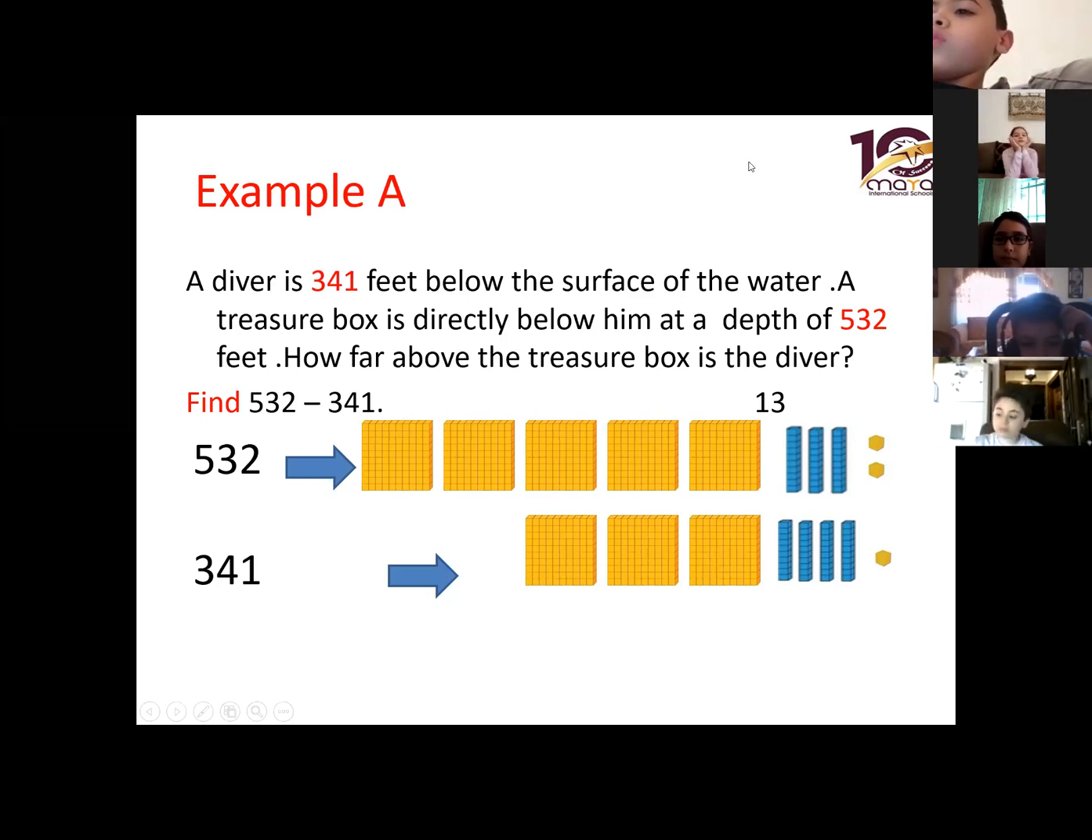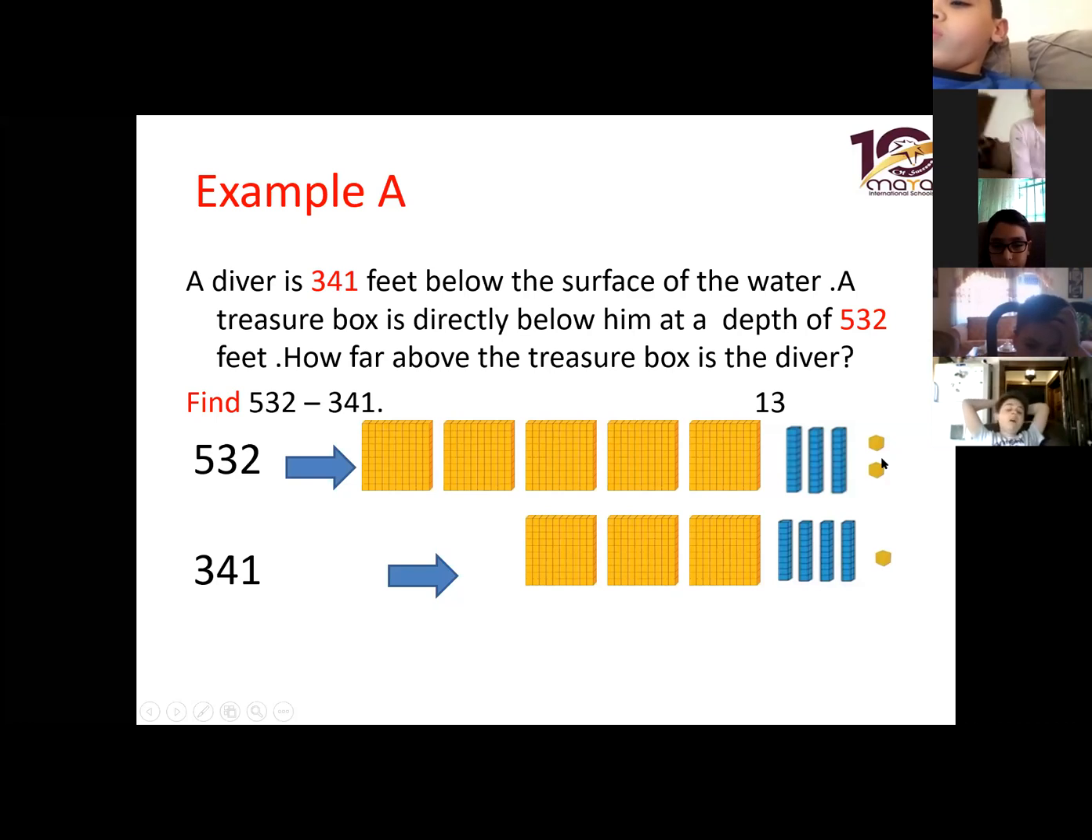So if we want to find the difference, we need to subtract. We need to take away. So we take the small number away from the big number. We have 532 on the screen, as you can see. I'm showing you the number using the blocks, okay?